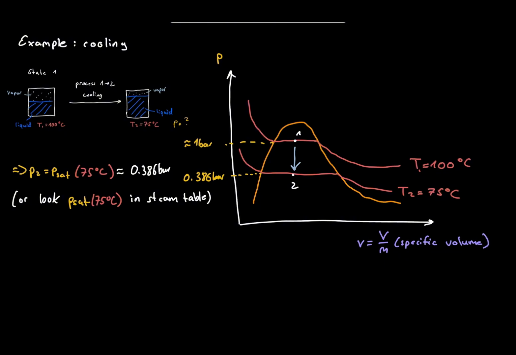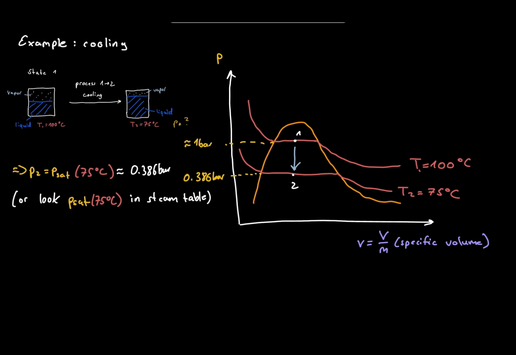For water at 75 degrees Celsius, the saturation pressure is approximately 38.6 kilopascals. That is about 0.386 bar. Now compare that with atmospheric pressure, which is about 1 bar. So the pressure inside the container is much lower than the pressure outside. That means the container has developed an underpressure or partial vacuum.